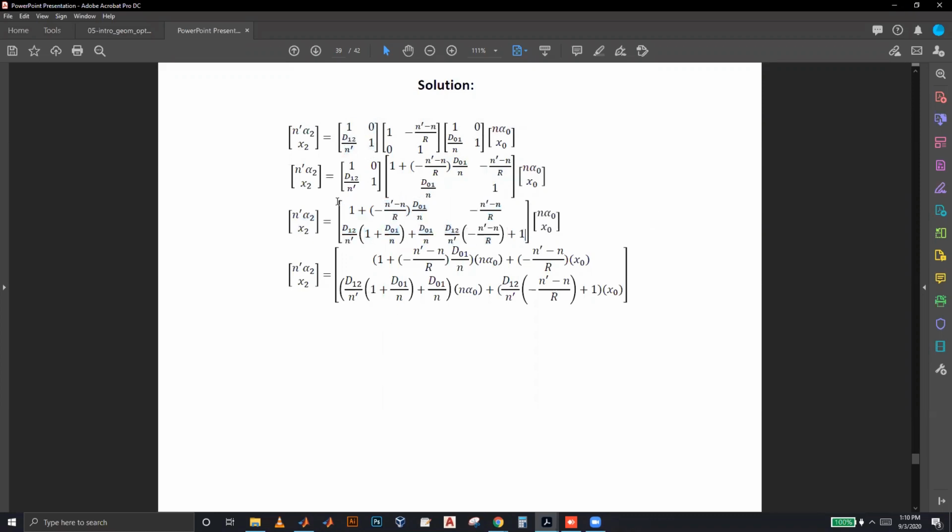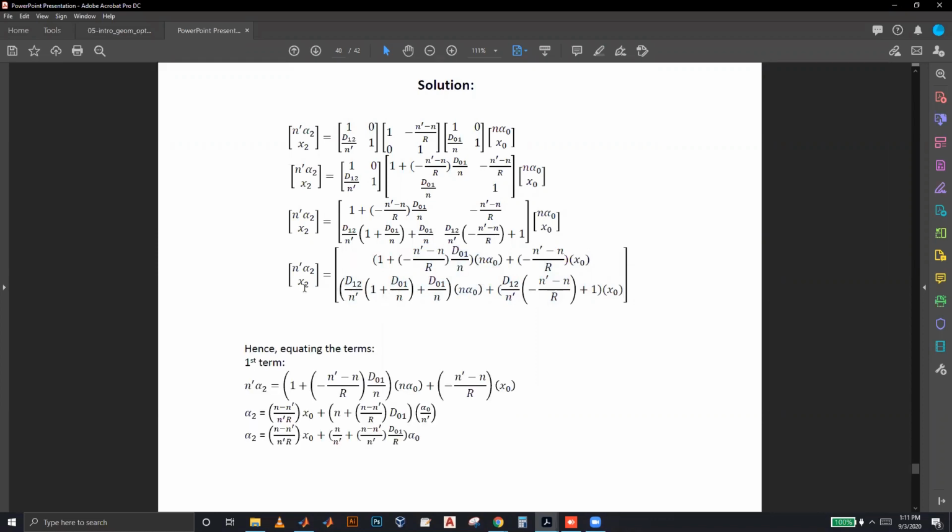And finally, we multiply this large matrix, which is now, by the way, the system matrix for this optical system. Right? This is the M11, M12, M21, M22 term. With the input side, we multiply these two to get the final version, right? And we equate the terms. So n prime alpha 2 would be equated with this first term, and x2 would be equated with this second term. So first term, n prime alpha 2 equals, so just bring this down over here, plus this term here. Okay.